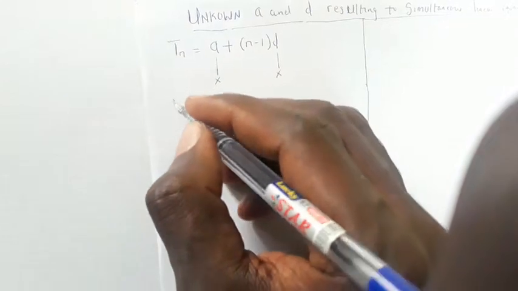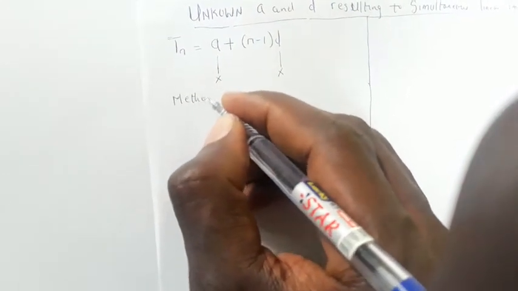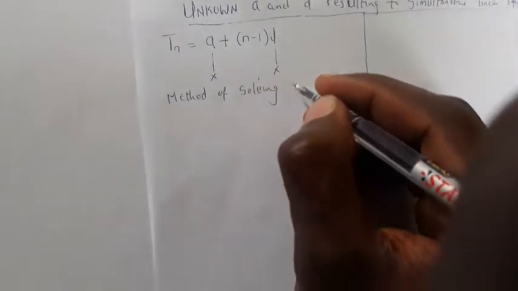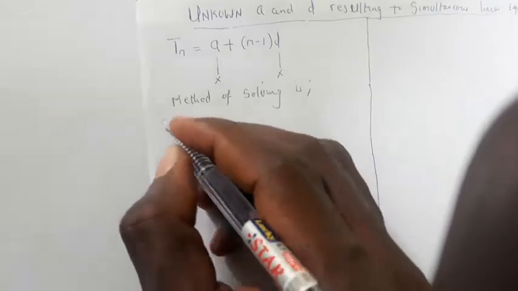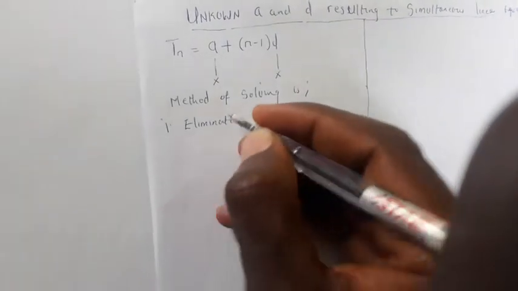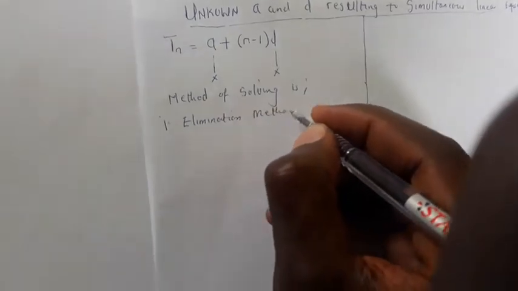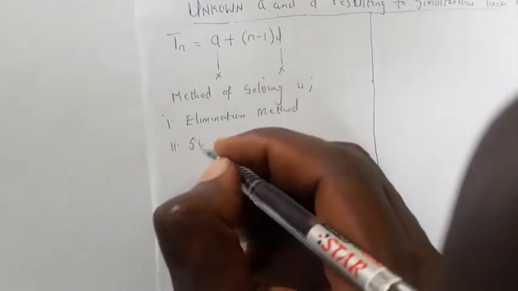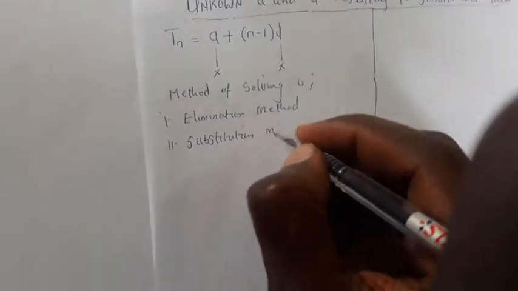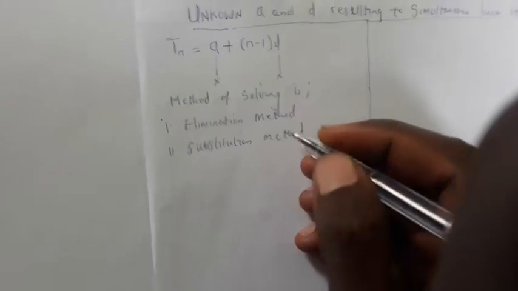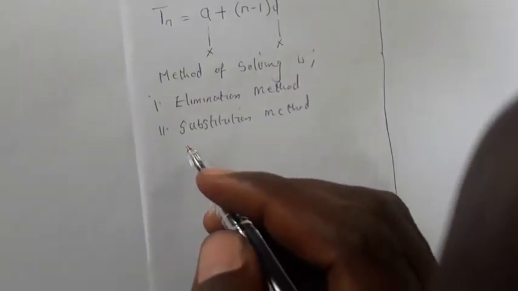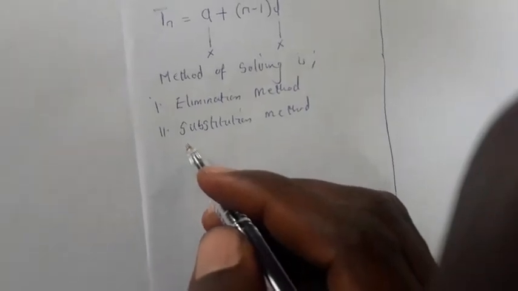And the methods of solving: the first one is the elimination method, the second one is the substitution method. Whenever you have simultaneous equation, we are going to use elimination method or substitution method. We can't use the graphical method here because we are not dealing with graph.